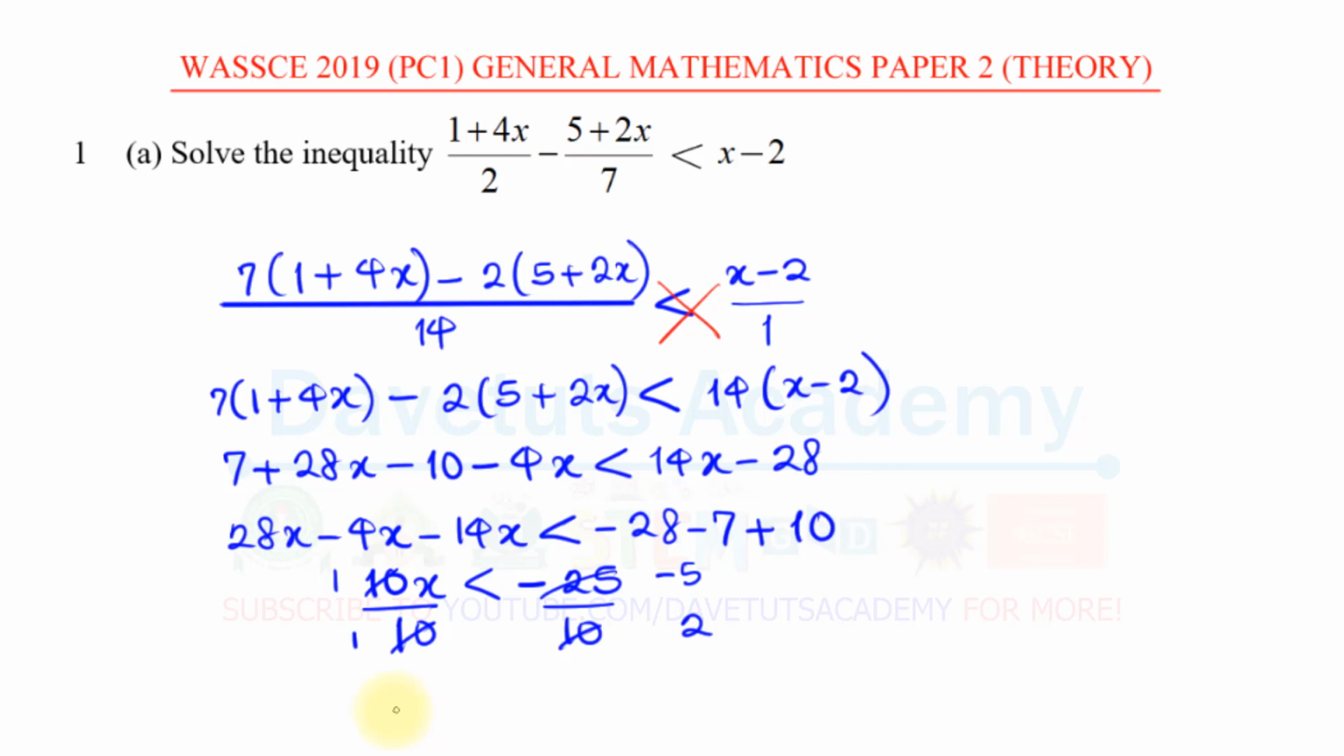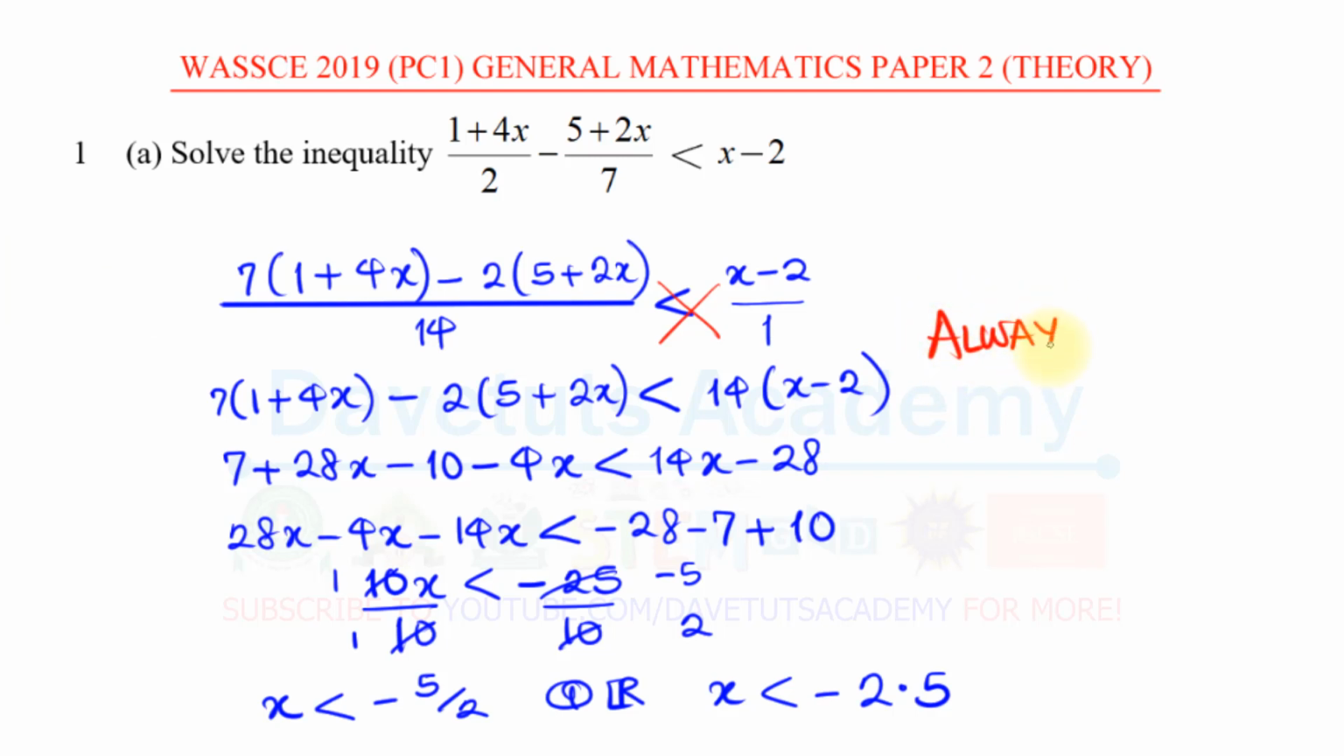So we can say x is less than minus 5 over 2, or we can even simplify further to say x is less than minus 2.5, because 5 over 2 is the same as 2.5. But as a rule of thumb, always represent your inequality on a number line. Whenever you have inequality questions like this, make sure you put it on a number line, and that is what will assure you that you are going to get your full marks.